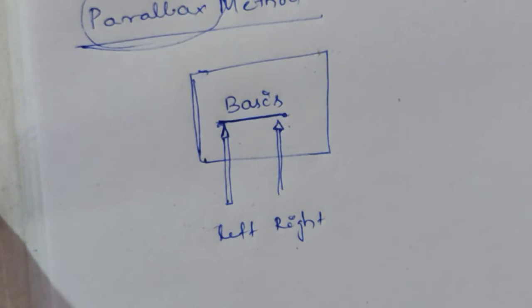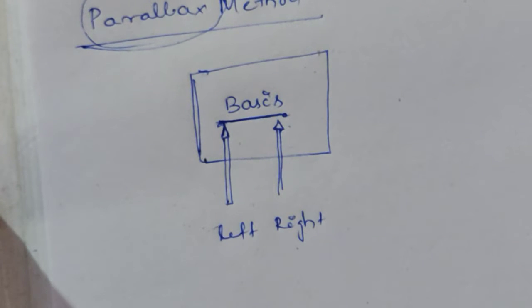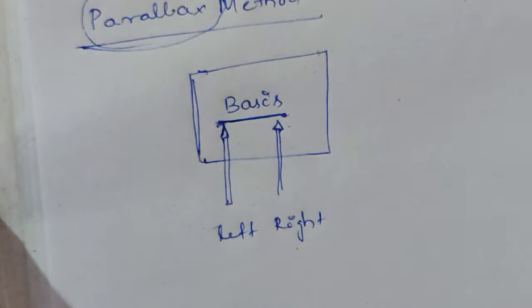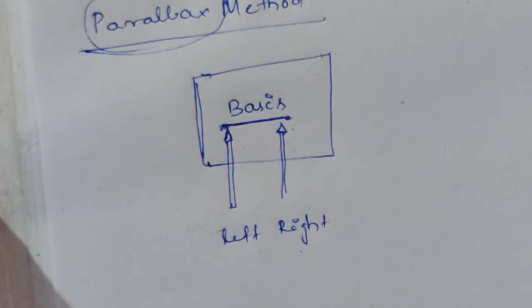One more thing, as I said, this method is used to measure macro distances. When I say macro distance, it means a distance larger than what can be measured by the direct method, but lesser than what can be measured by the micro method. So this kind of measurement, the parallax method, is used for the measurement of celestial bodies or planetary bodies.